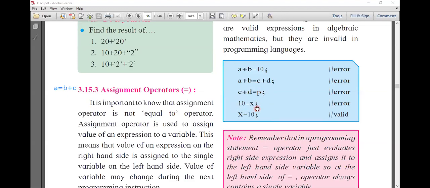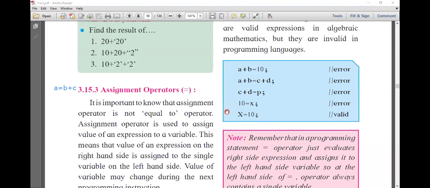Now 10 is equal to x. The rule says that a variable always comes at the left hand side. Here it comes at the right hand side, so 10 is equal to x is wrong. Next is x is equal to 10. Here the value 10 we are going to assign to the variable x. The variable comes at the left hand side, the value comes at the right hand side, and equal to is in between them. So this is a valid expression in JavaScript.